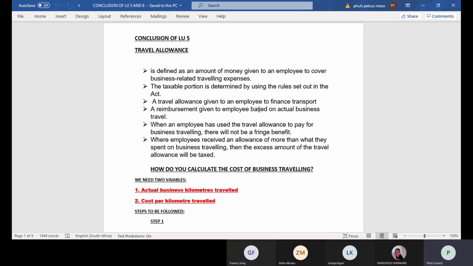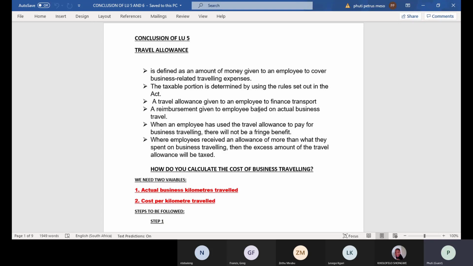The travel allowance is given to an employee to finance transport, or it is a reimbursement given to an employee based on the actual business travel. But when an employee has used the travel allowance to pay for the travel, there will not be a fringe benefit. Remember the definition of the fringe benefit: it's a benefit in any form except payment in cash. So immediately when you see cash on the travel allowance, that means you're not going to have a fringe benefit.